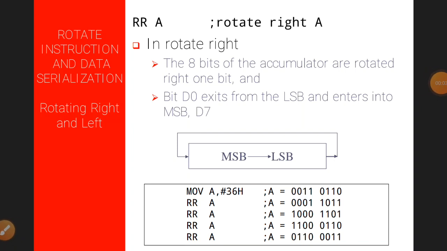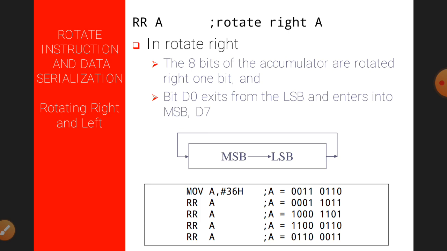In the last lecture, we started with the logical instructions of 8051. In that, we saw the AND logic instruction, OR logic instruction, and XOR logic. We have seen these instructions and their syntax. The next instruction is the RRA instruction.